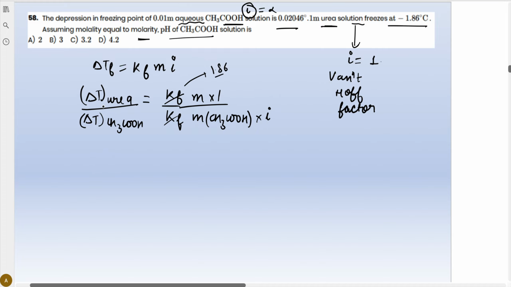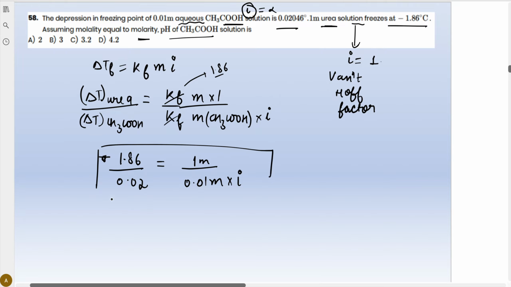So delta TF for urea given, it is 1.86 given, and this is given 0.02. Molarity of urea is given to you, urea 1 molar, and down it is given 0.01 molar, and I you calculate. So according to this equation, you calculate the Vant Hoff factor for acetic acid. So it will come approximately 1.1.